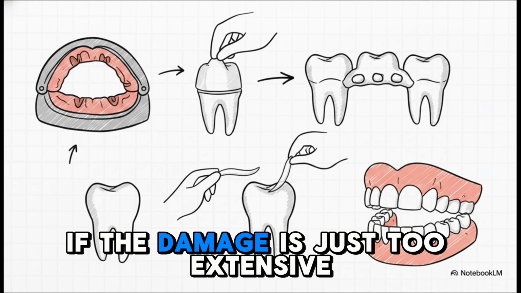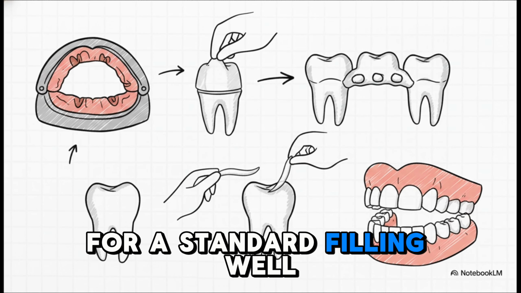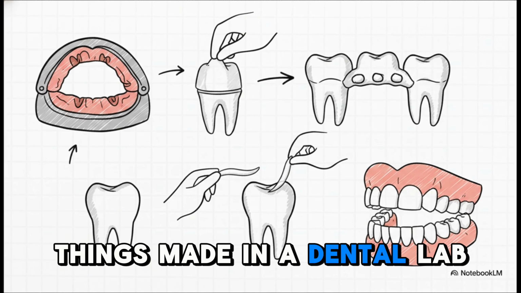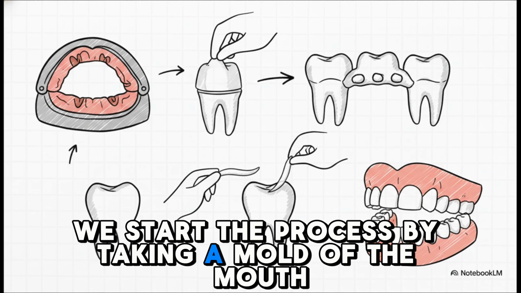But hey, what if the damage is just too extensive for a standard filling? Well, that's when we pivot to indirect restorations, things made in a dental lab. We start the process by taking a mold of the mouth.